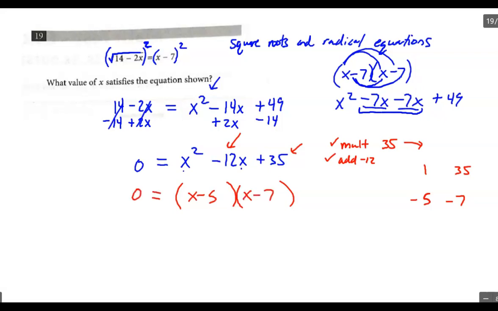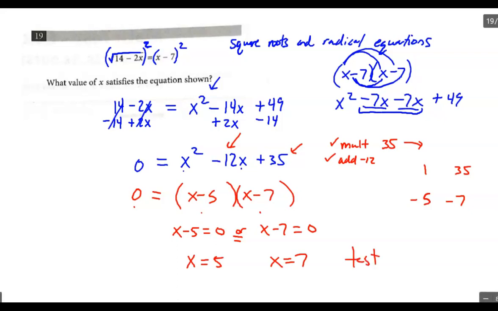And now I'm going to use what's called the zero product property, meaning that if something times something equals 0, either this parenthesis is 0 or this parenthesis equals 0. And then I just solve them. So it looks like the two possible answers here are 5 or 7. And now I want to test these two.